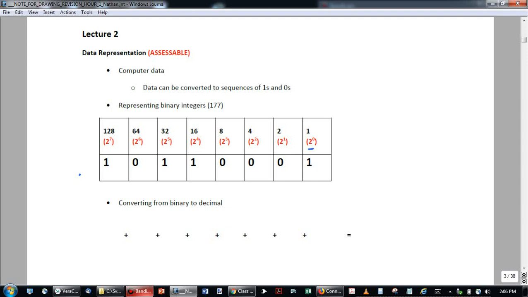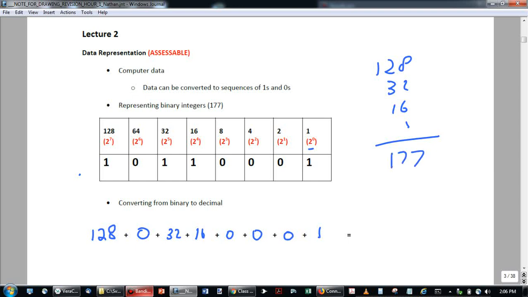If each column is worth that much, what's the first one on the left worth? It's worth 128. 64, there's none of them. There is a 32, there is a 16, there's no 8s, no 4s, no 2s, but there is a 1. If you add those up, 128 plus 32 plus 16 plus 1, you get 160, 176, 177. We spent quite a bit more time on that when we actually did the content, but that's the basic process. For binary representation, every column has a value, and it's a power of 2.